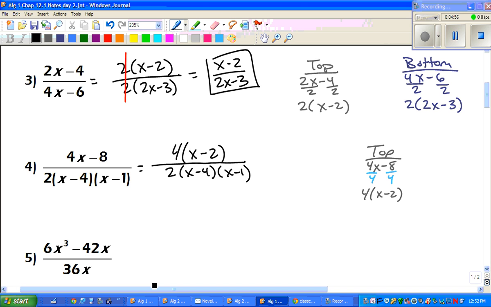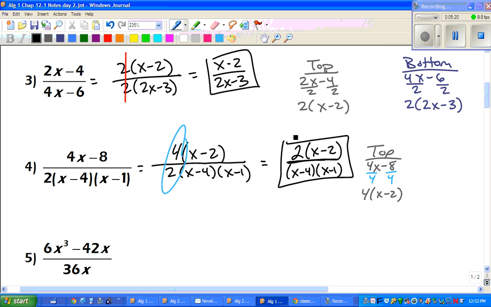So now, is there anything that we can cancel out or simplify? And the answer is yes. And what does that change to? 4 divided by 2, well 4 divided by 2 is 2. X minus 2, and on the bottom we still have the x minus 4, x minus 1. We keep those the exact same. We can't cancel anything out, so we don't change any of it.